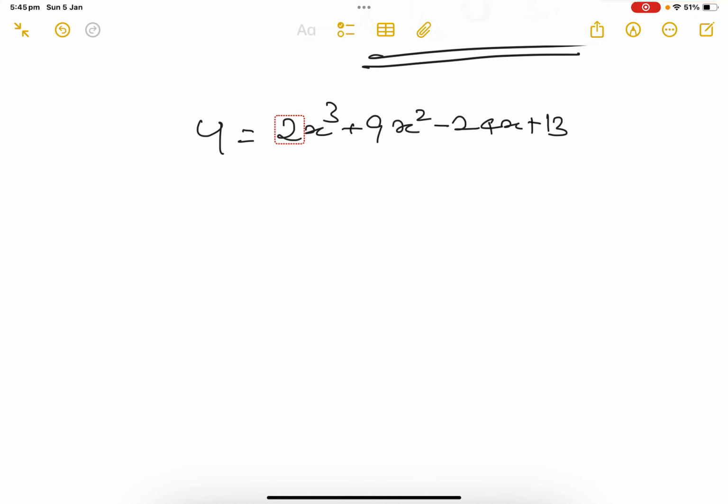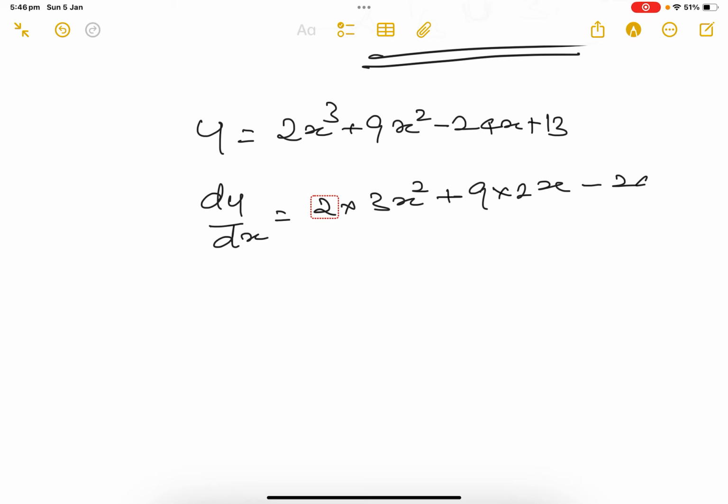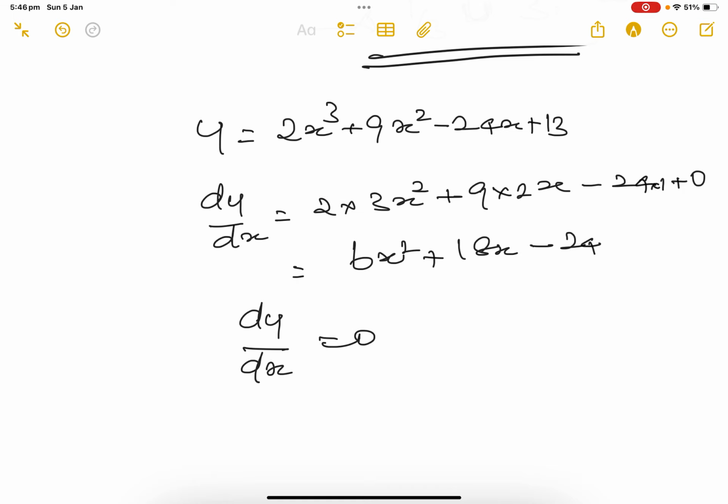Correct. To find the local maximum value or minimum value, we'll have to differentiate and find the turning points or the critical values. So dy over dx equal 2 times 3x squared plus 9 times 2x minus 24 plus 0. That is equal 6x squared plus 18x minus 24. To find the critical values or turning points, dy over dx equal 0.